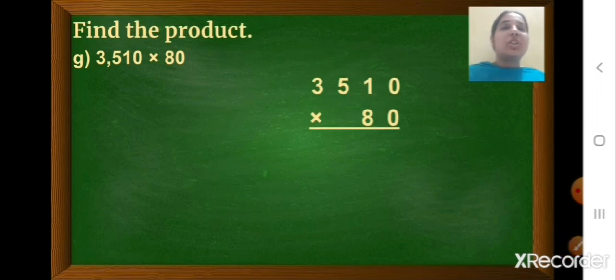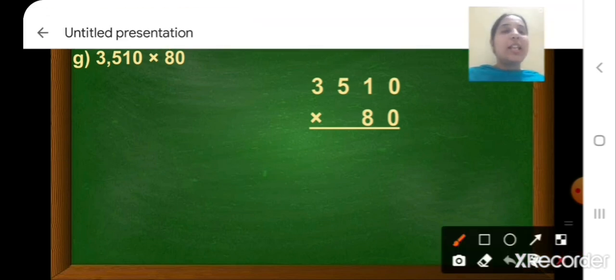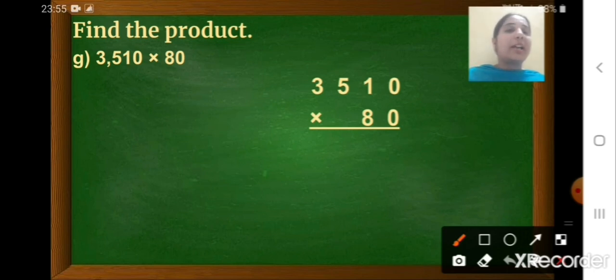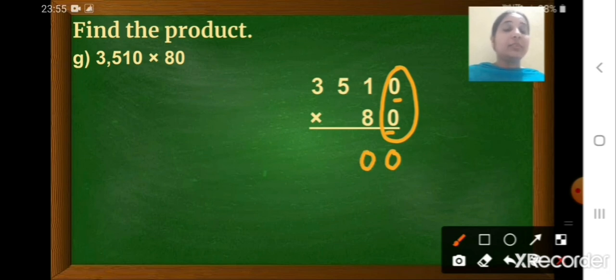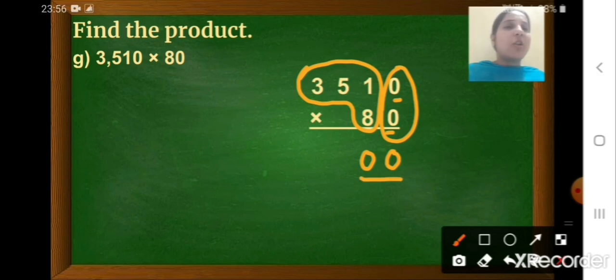So question number G is 3510 multiplied by 80. Children, here you can see in both the multiplicand and multiplier, they have 0 at their ones place. So in this case, the multiplication becomes very easy. How? First you have to write these 2 zeros here. And now you will multiply this multiplicand by the remaining digit apart from zeros. So there were 2 zeros that we have already written here.